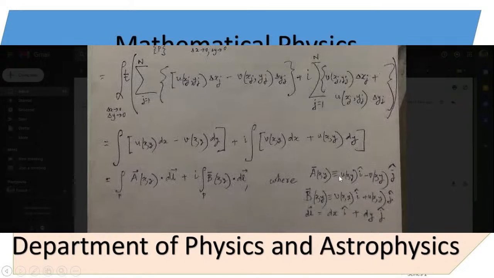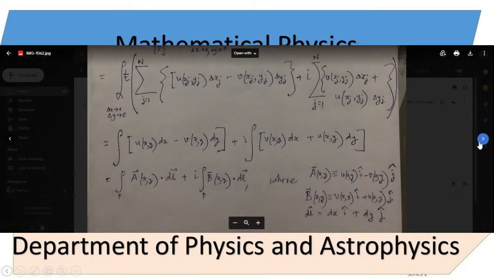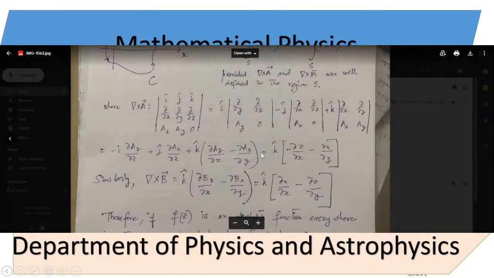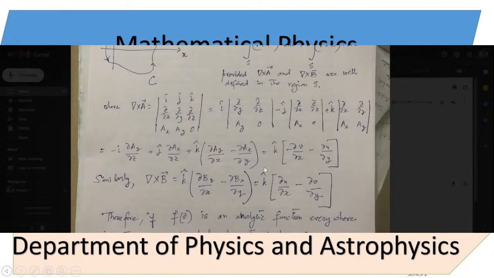A was unit vector i times u minus unit vector j times v, while B was unit vector i times v plus unit vector j times u. So therefore, when you use that, you get the result that curl of A is unit vector k times minus del v by del x minus del u by del y.